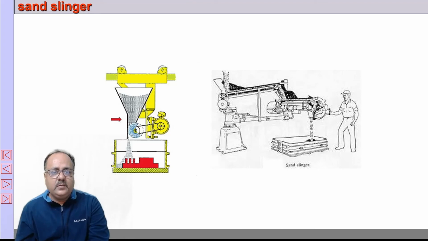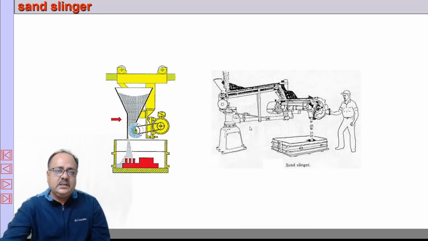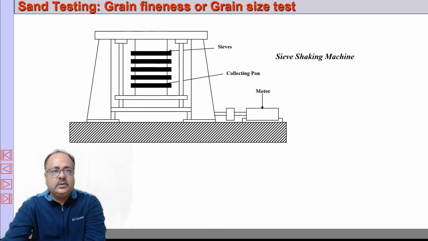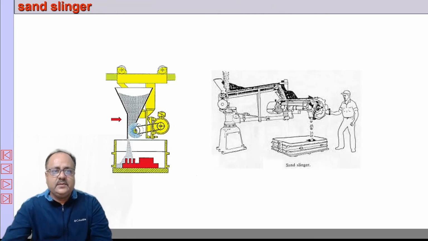So this is how it operates actually. You can see the funnel here gives the sand, and this bucket throws the sand in the mold. Normally there is a conveyor which carries the molds. A number of molds are filled very quickly by the sand slinging process. So in this lecture we will discuss up to this.